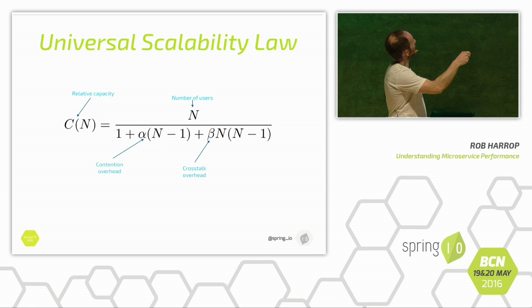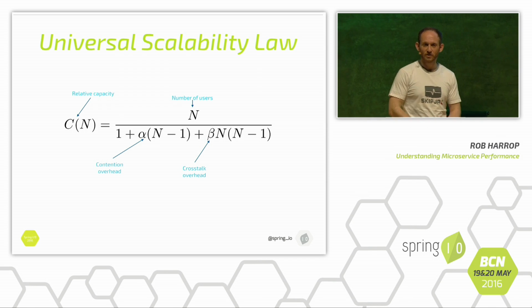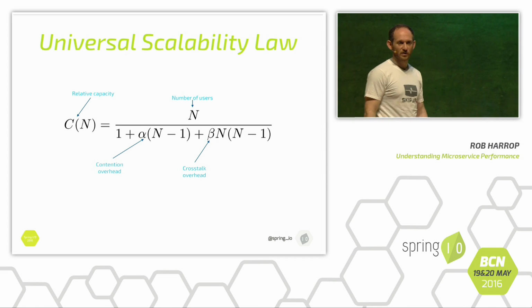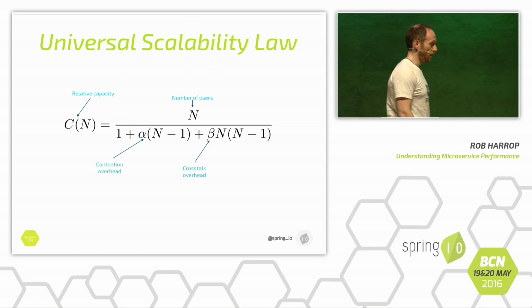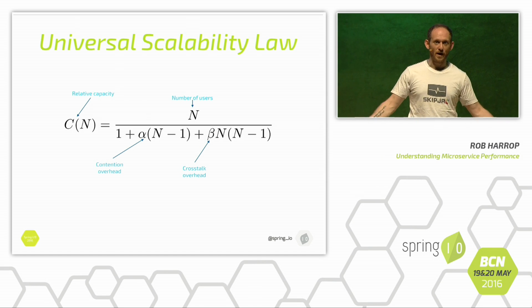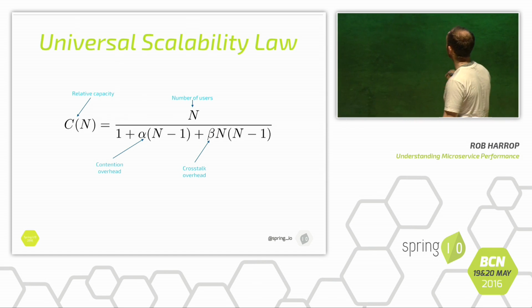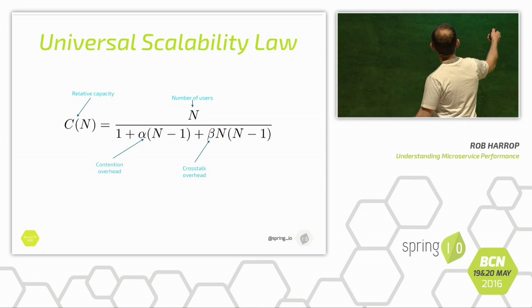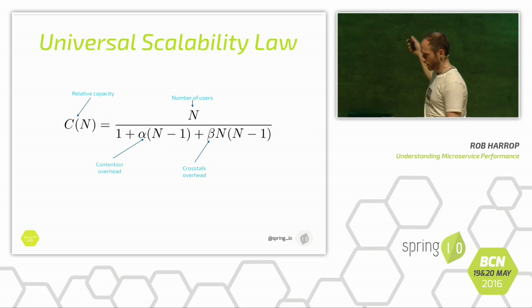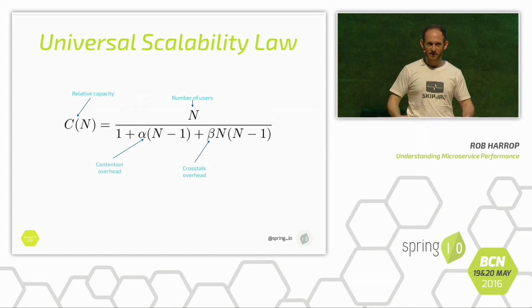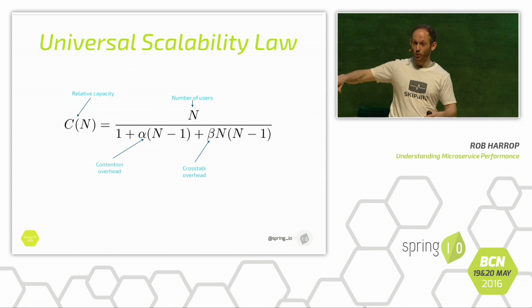The alpha factor here is the overhead of contention, so waiting for some shared resource, like the network bus, or just queuing, basically, just sitting, waiting to be served. And obviously, it's proportionate to the number of users or machines. And then we've got the beta factor, the crosstalk overhead. This is the most interesting one. This is quadratic in n, so obviously it gets worse really, really quickly.